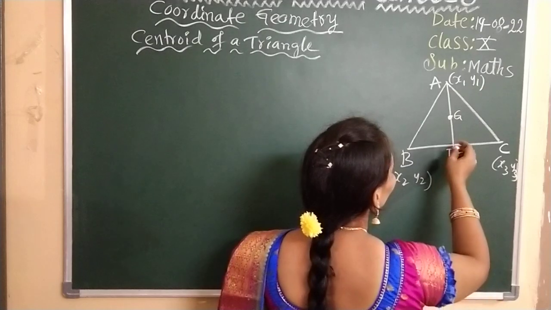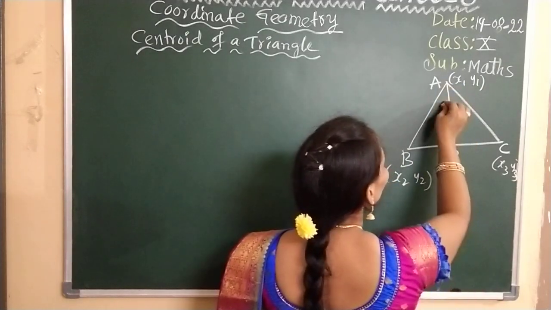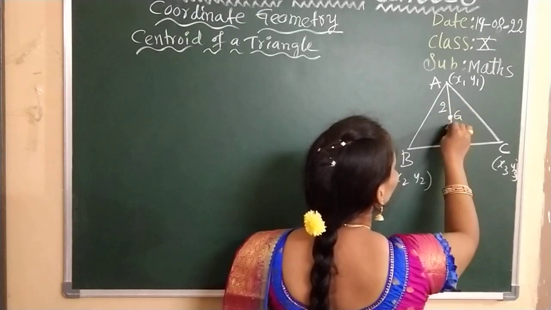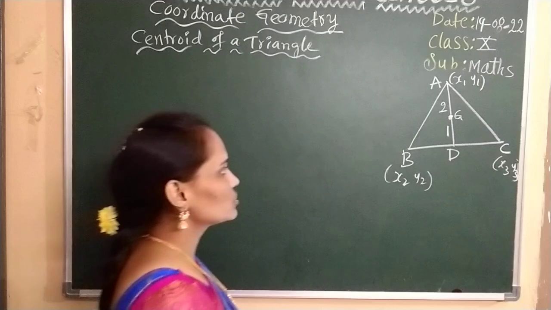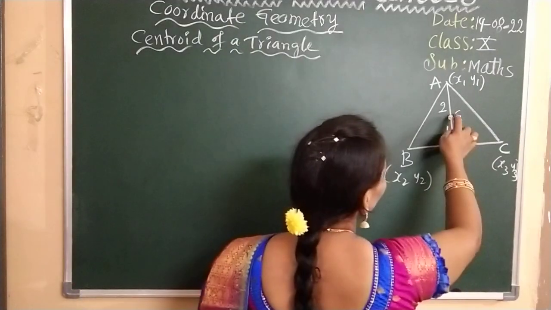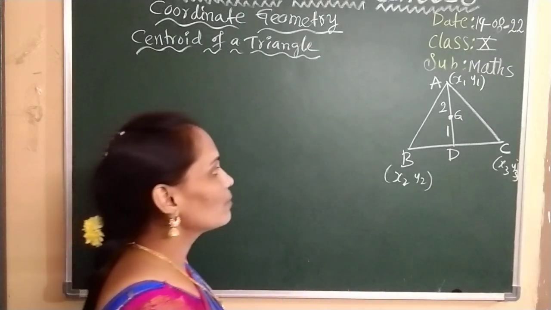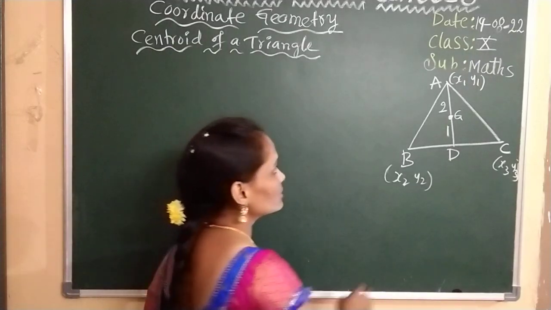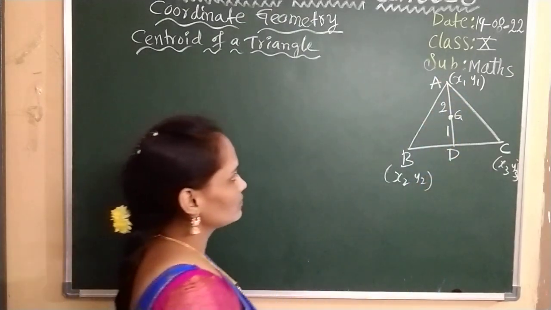Now it divides AD in the ratio 2:1 internally. So here G is the centroid of the triangle. That point G divides AD in the ratio 2:1.